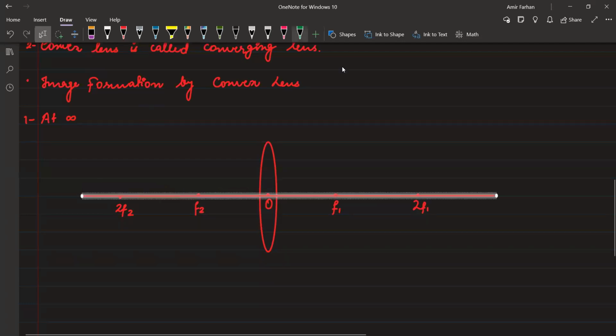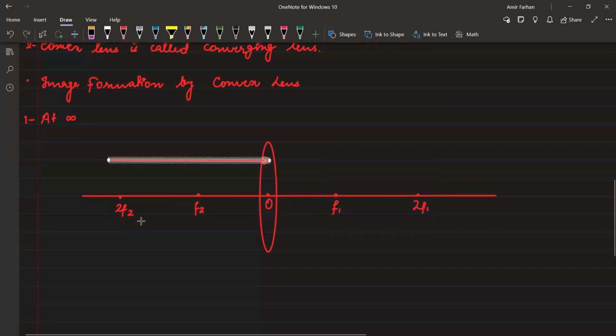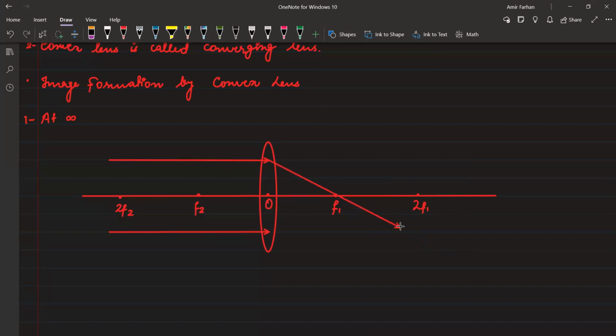Everyone, yes or no? The ray will be parallel to the principal axis when the object is at infinity, and it will pass through the focus. Clear, everyone? Is this clear to all of you? Any doubt to anybody? Sure? Clear here? Yes, sir. That's great.